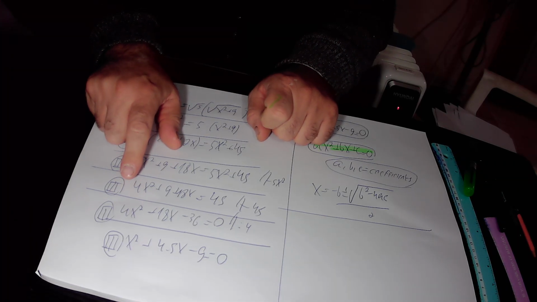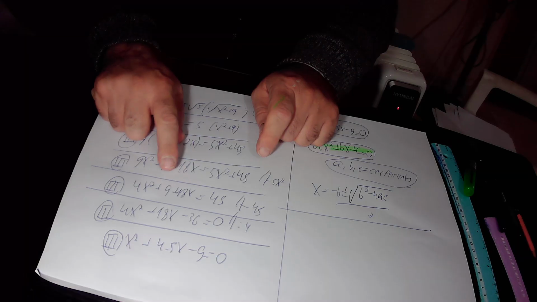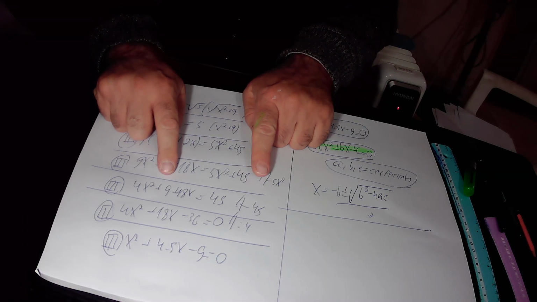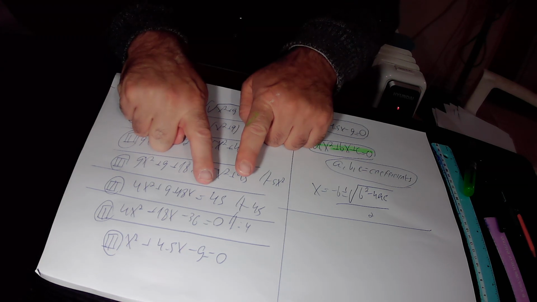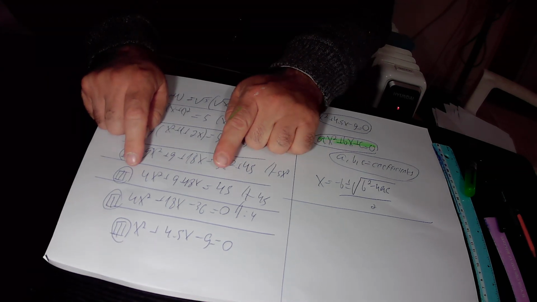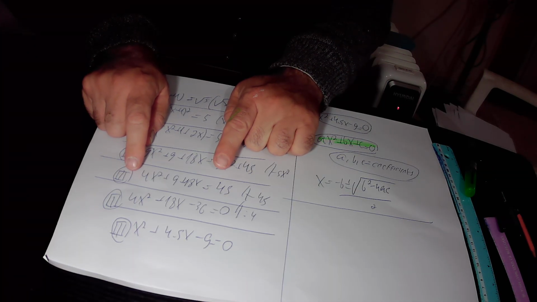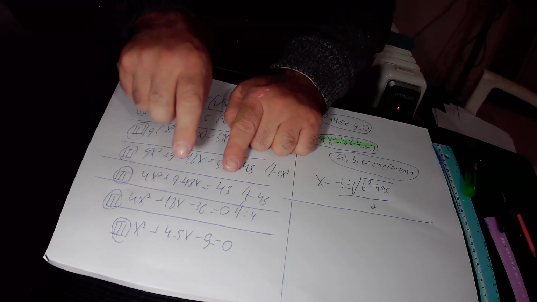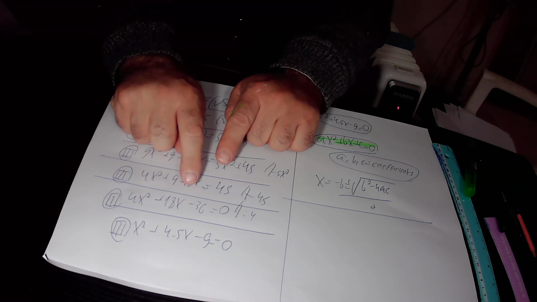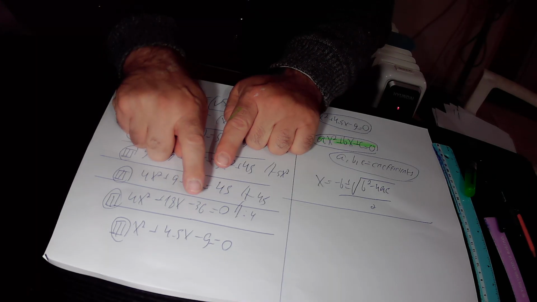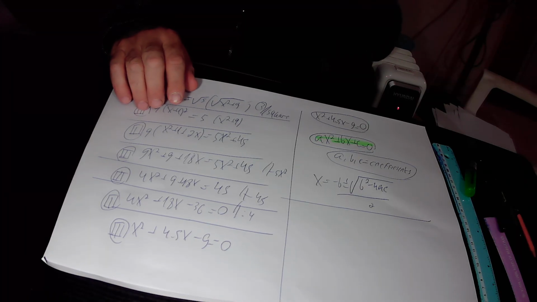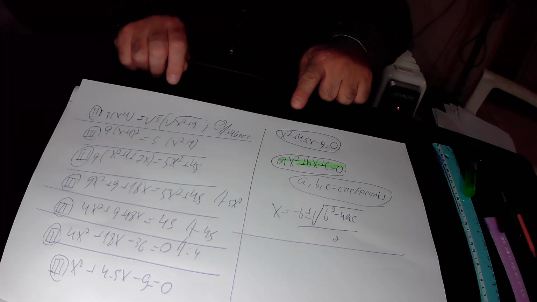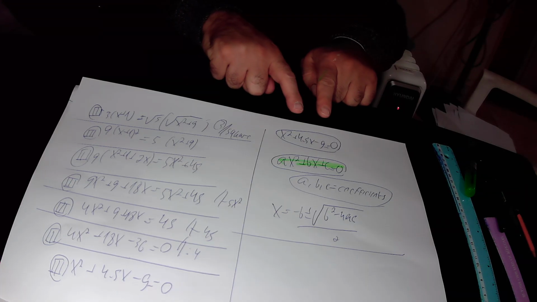4x squared plus 18x, and 9 minus 45 is minus 36, equals 0. 45 minus 45 is 0. So here we divided this equation 3 by 4, and finally found out that 4x squared over 4 is x squared, 18x over 4 is 4.5x, and minus 36 over 4 is minus 9, equals 0 over 4, which is 0. So in total we found out that x squared plus 4.5x minus 9 equals 0.